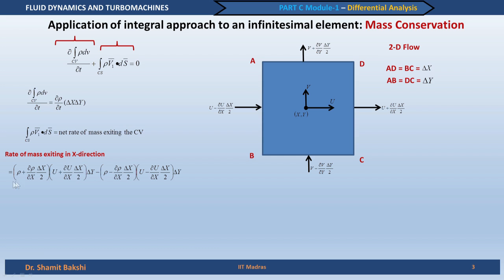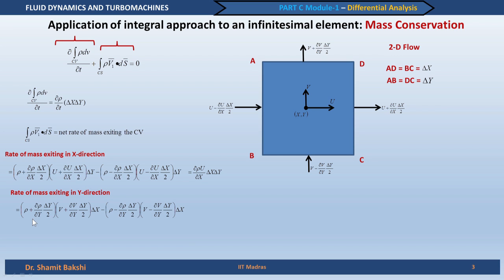So, this can be again written in a similar form. If we multiply these two quantities and simplify this expression, then what we will get is del rho u by del x into delta x into delta y. This is very simple, we can directly simplify this and get this expression. So, this is the rate of mass exiting in the x direction. Similarly, we can get the rate of mass exiting in y direction.